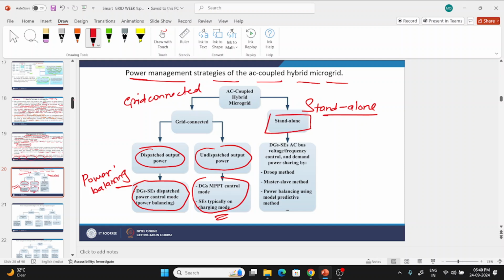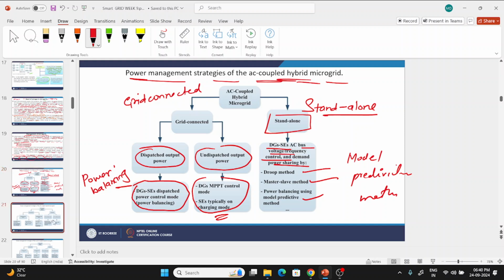Then comes the standalone based power management strategy, in which there is AC bus voltage and frequency control, demand sharing by group method, master slave method, or power balancing using model predictive methods. Okay, this is for the AC coupled hybrid network.